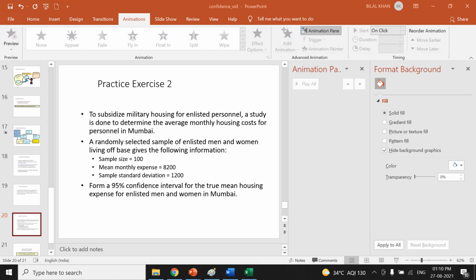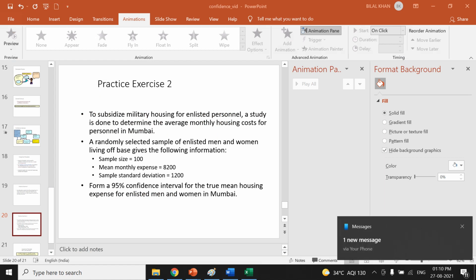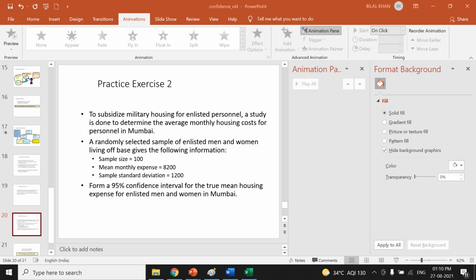So we have another problem now. We can have a look at another problem. The problem is, in Mumbai, military personnel live and they have to be given subsidized housing. So a randomly selected sample of enlisted men and women living off the base gives us the following information: the sample size is 100, the mean monthly expenses is 8200 and the sample standard deviation is 1200. So based on this, we have to predict the population mean. So sample size is 100, 8200 and 1200 and we have to form a 95% confidence level. So we have to remember these values.